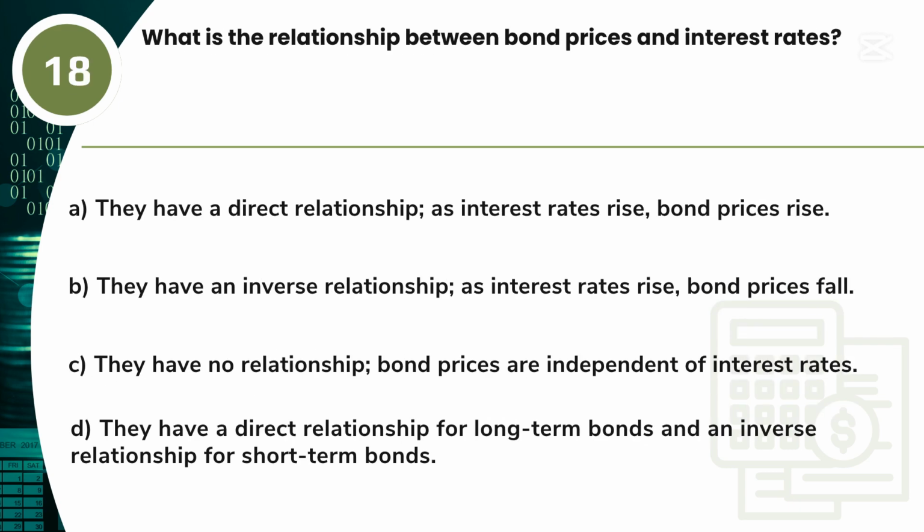Question 18. What is the relationship between bond prices and interest rates? A. They have a direct relationship. As interest rates rise, bond prices rise. B. They have an inverse relationship. As interest rates rise, bond prices fall. C. They have no relationship. Bond prices are independent of interest rates. D. They have a direct relationship for long-term bonds and an inverse relationship for short-term bonds.